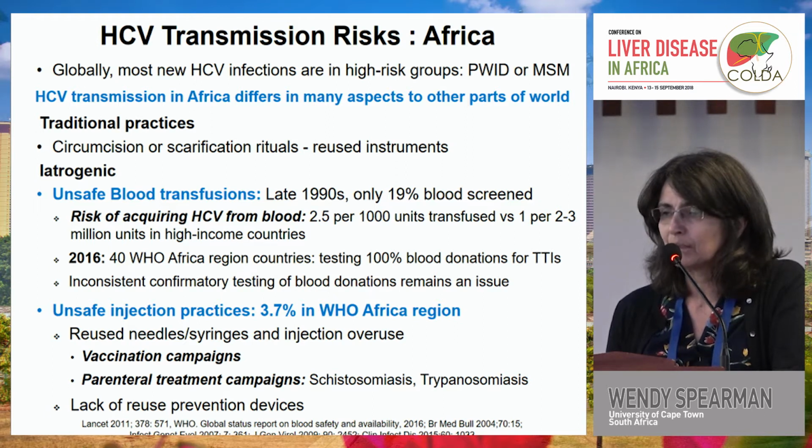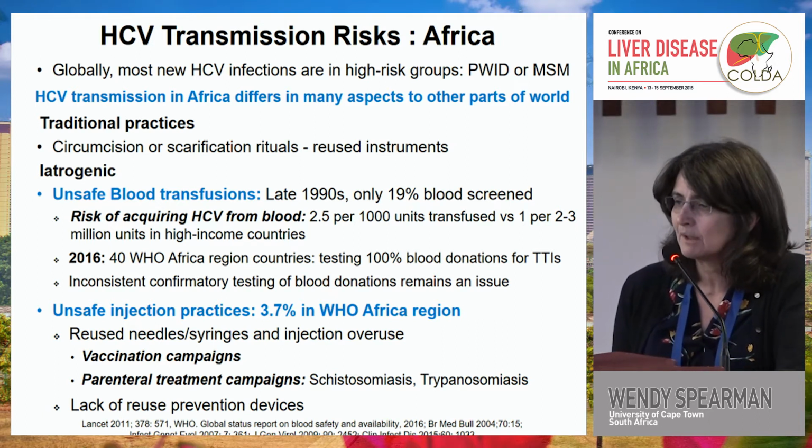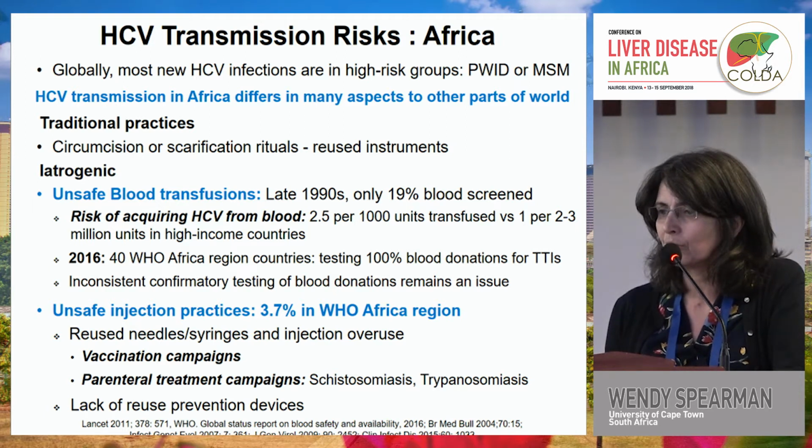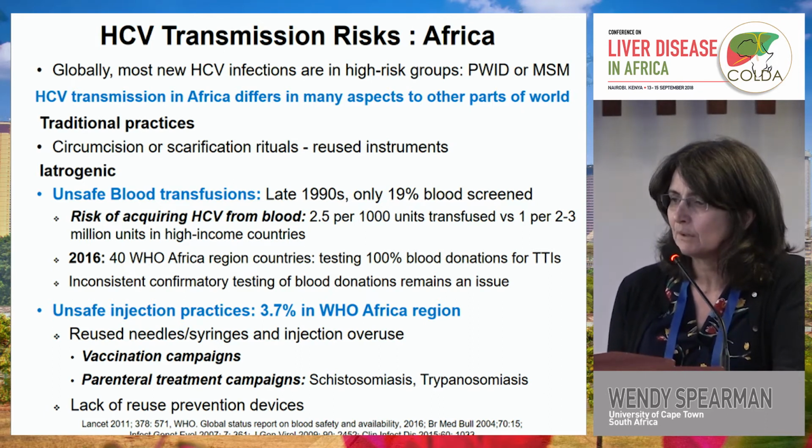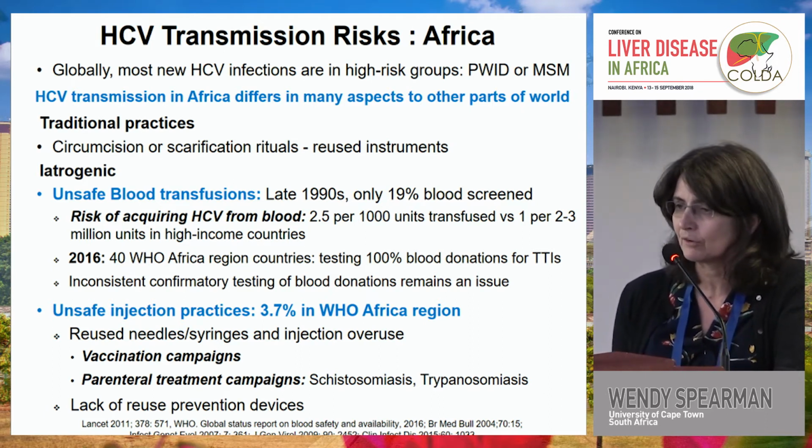If we look at unsafe blood transfusions in the late 90s, only 19% of blood was screened, and the risk of acquiring hepatitis C from blood was 2.5 per 1,000 units transfused, compared to 1 per 2.3 million in high-income countries. Of interest, in 2016, 40 WHO countries now report actually testing 100% of their donations. But unfortunately, there's still inconsistent confirmatory testing on blood donations across many regions.